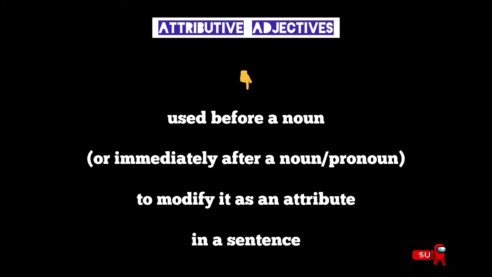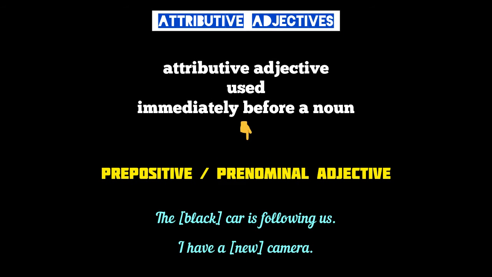Well, remember, an attributive adjective is one that comes before a noun or immediately after a noun or pronoun to describe it as an attribute in a sentence. So attributive adjectives have two positions. They may either come before the noun they describe or immediately after the noun or pronoun that they modify. In this way, attributive adjectives are also of two types. If an attributive adjective comes before a noun in a noun phrase, it's known as prepositive or prenominal adjective.